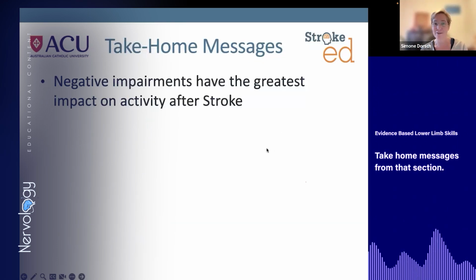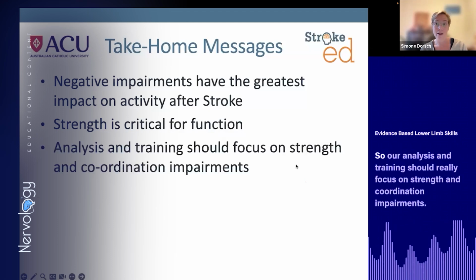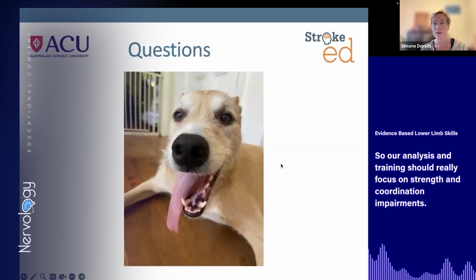Take-home messages from that section: worry about the negative impairments, strength is critical. So our analysis and training should really focus on strength and coordination impairments.